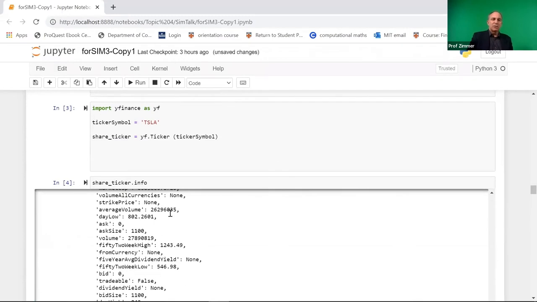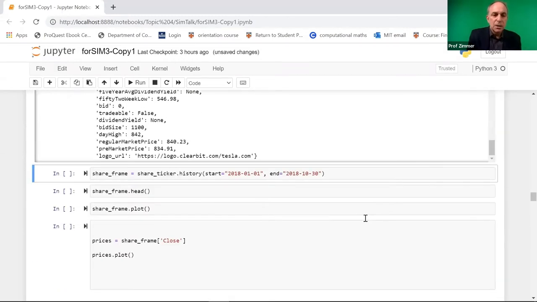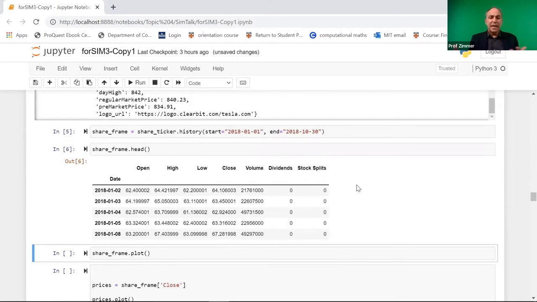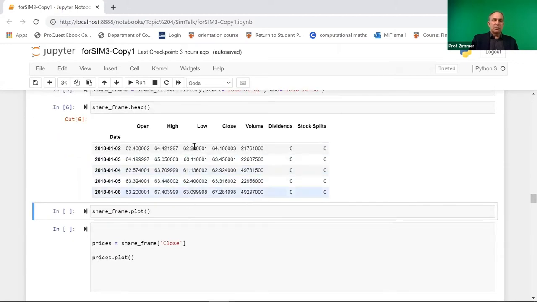Now, I don't want all of that information. What I want is share prices. So the way I'm going to get share prices is I'm going to take this ticker that I've just got and ask for the history. What I've got here is, for some reason, just a month in 2018. I could do up to a minute ago. I don't have to be historical, but I just randomly took that time. Then I can see what it looks like. That's the information I've got now. This is all about the share prices. It doesn't have the information, for example, about the zip code. So this just has share prices, but it has more than I need, and we'll see what we do about that in a moment.